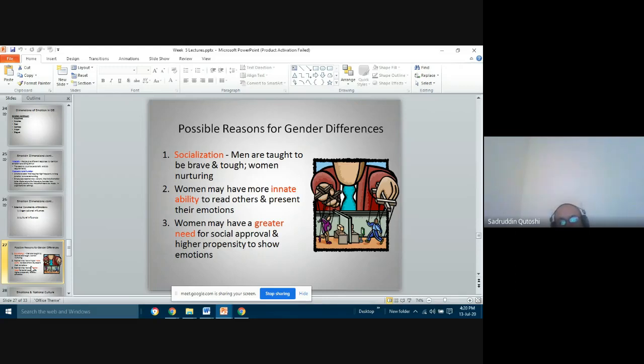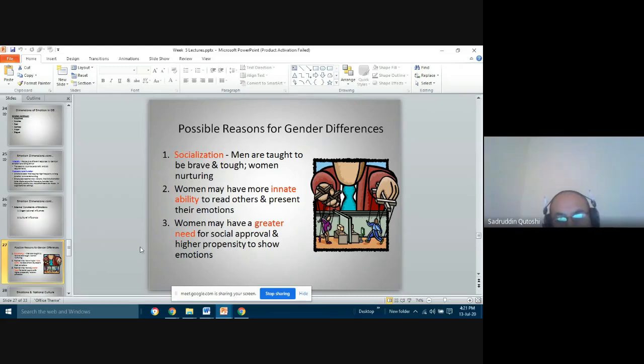Similarly, women may have more innate ability to read others and present their emotions. So that's how you can understand women: they have some inborn abilities to read people and their emotions. With the lens of gender, you can explore what kind of exposure and emotional expressions of the people in the organization might be.